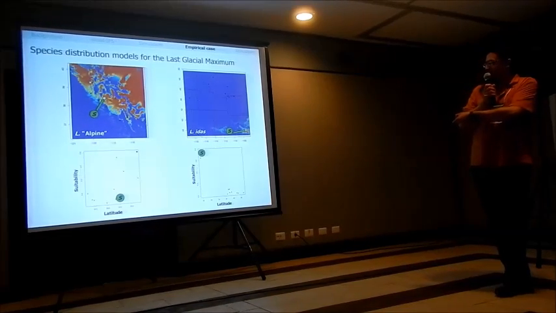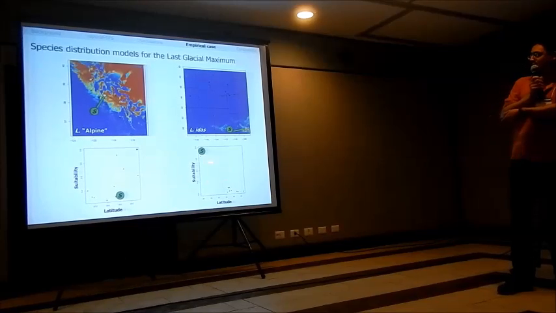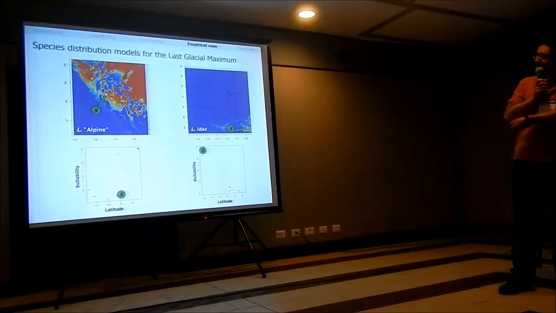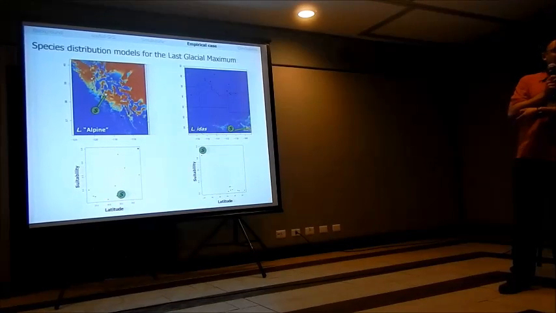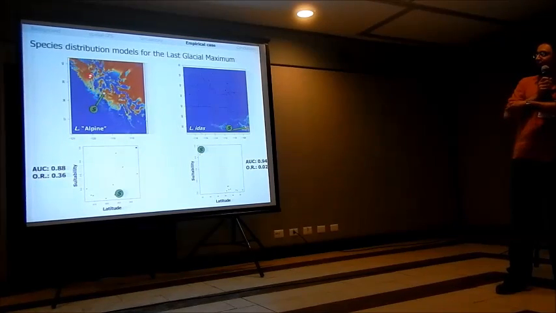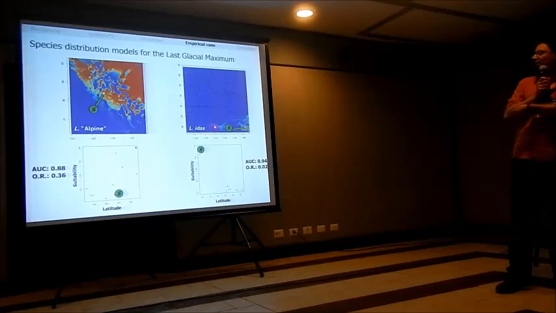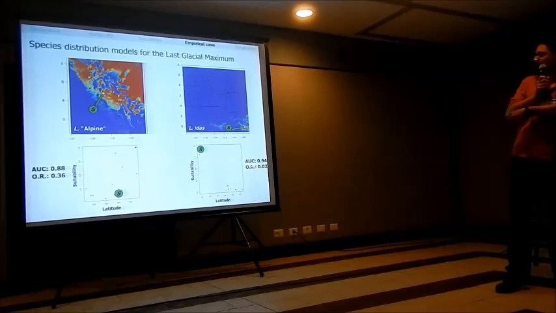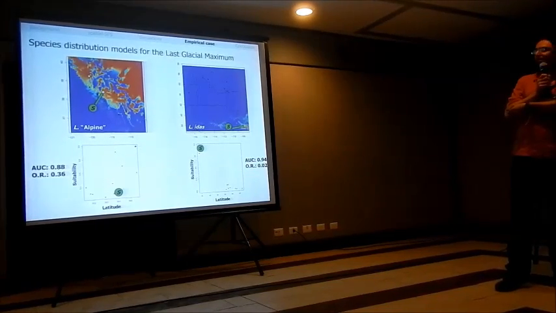I'm running out of time, but really quickly, you can see that in one case it does identify highly suitable areas, seen here. In the other case, it doesn't. But when you look at why that is, these are statistics that tell you how the model is performing. And as you can see here, this is a bad niche model, this is a good niche model, and when I have a good niche model, we do pretty well.